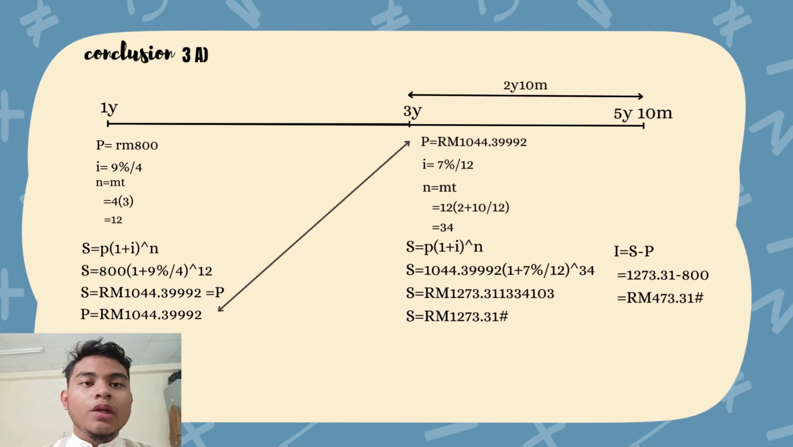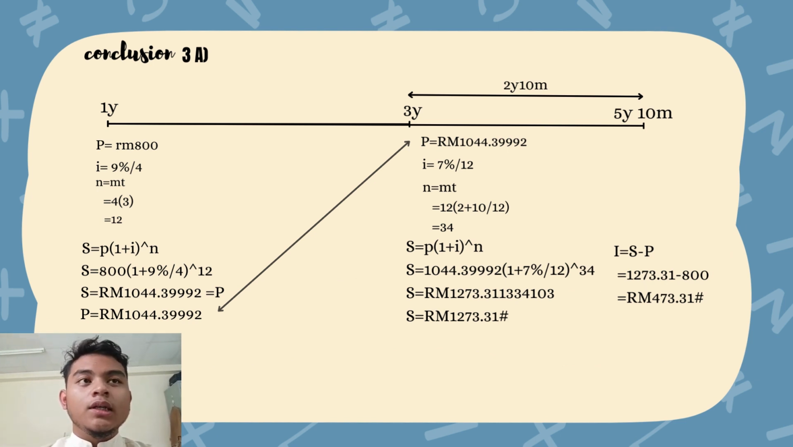Question 3A. We need to find the amount at the end of the period. First thing, we need to find the amount at the 3-year period. So using the formula S equal to P open bracket 1 plus I close bracket to the power of N, P is equal to 800, I is 9% over 4, and N is 4 times 3, which is 12. We get that S is equal to RM1044.39992. This will become the new P.